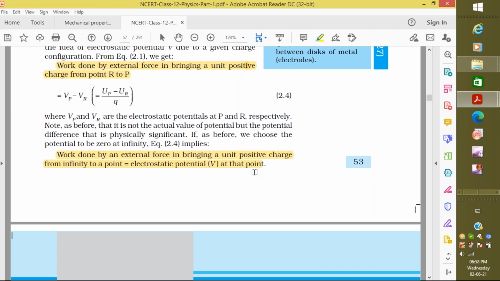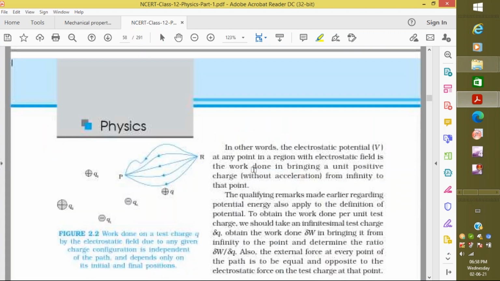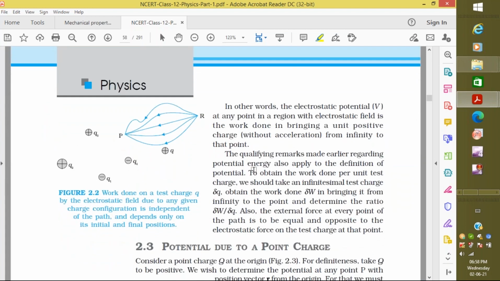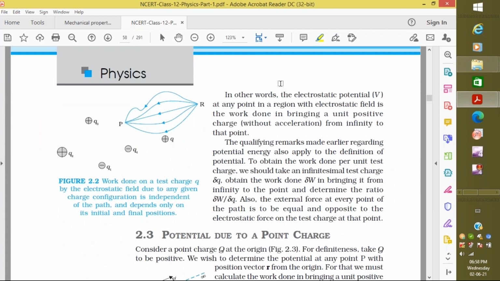Now if I bring many charges, in many paths, suppose I bring q1, q2, q3, all the charges at different points, then at point P what will be the potential? That we can find out, and we'll be doing that in the next section. See how we can find out.